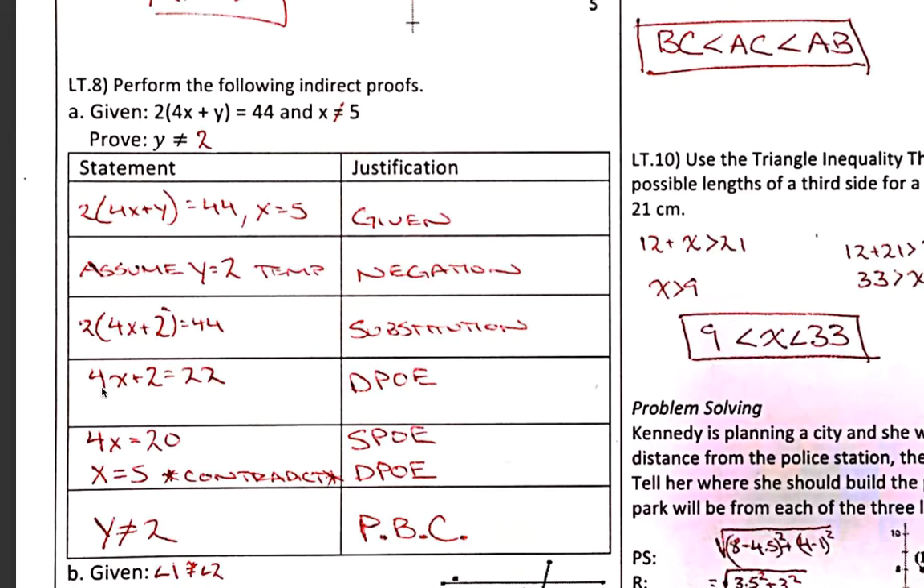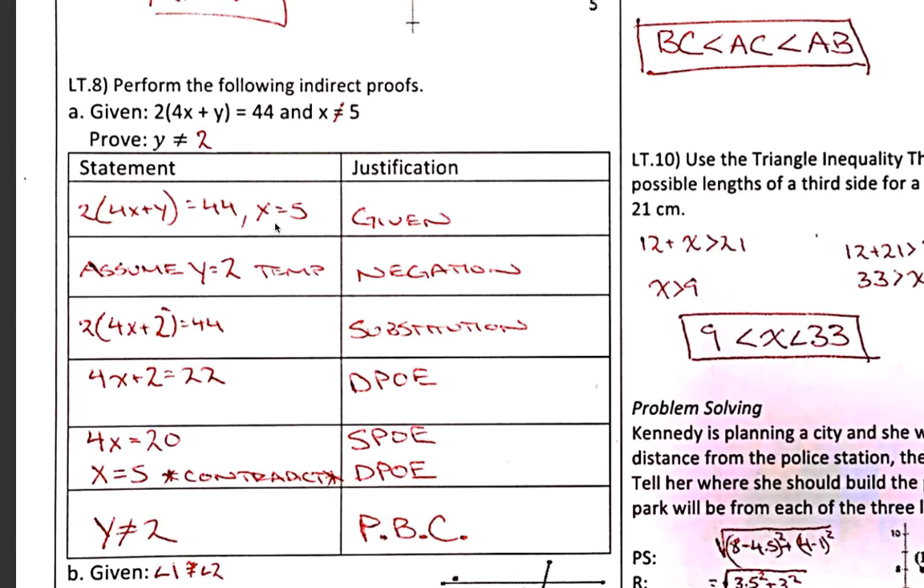At this point, I got 4x plus 2 equals 22 using the division property of equality. I subtract the 2 from both sides, that's the subtraction property of equality. I divide by 4, that's the division property of equality. I wound up with x equals 5.